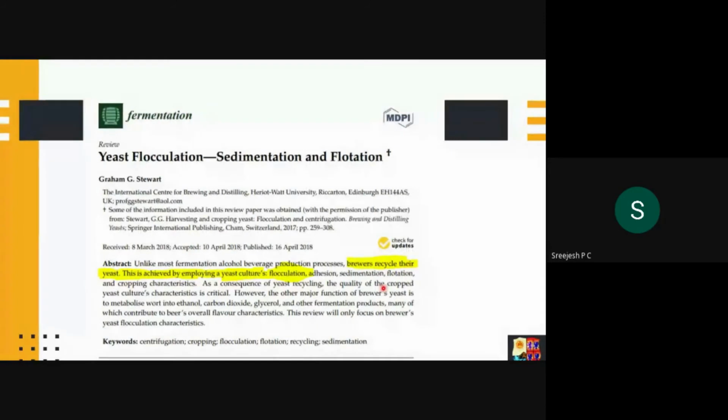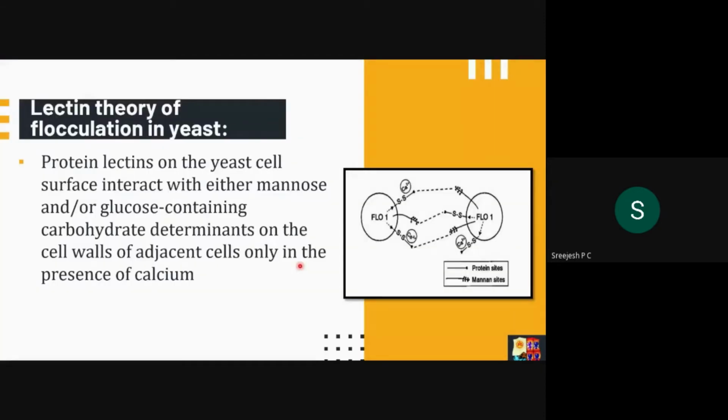So this is an article which is talking about yeast flocculation, sedimentation and flotation. I think this was published in 2018, and it talks about the recycling of yeast. In the alcoholic beverage industries, the recycling of yeast is very much required. They achieve the recycling of yeast through flocculation. In this article, they talk about two types of yeast cells: the flocculating type and the non-flocculating type.